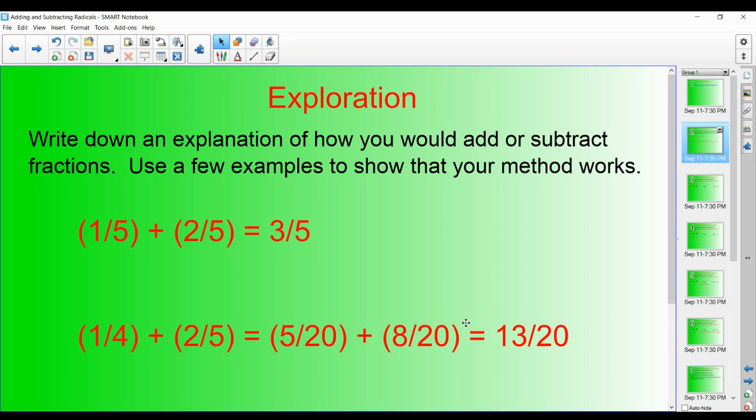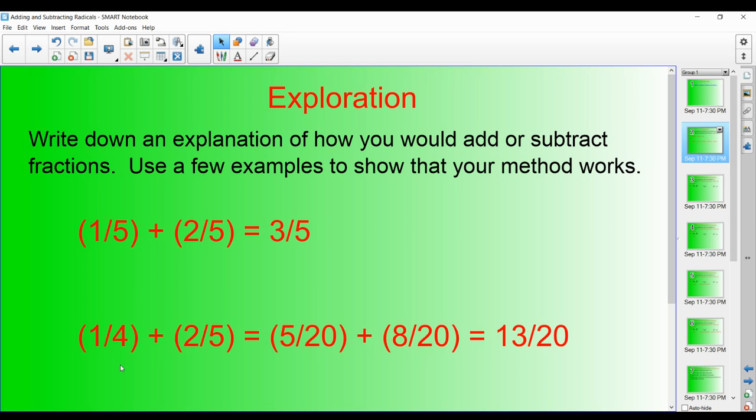So I want to explore how we add fractions. In order to add or subtract fractions, we need common denominators. This concept is very similar to that of radical expressions, where if stuff is not common, we're going to learn that the index has to be in common and the radicand has to be in common. If not, we can't do it.